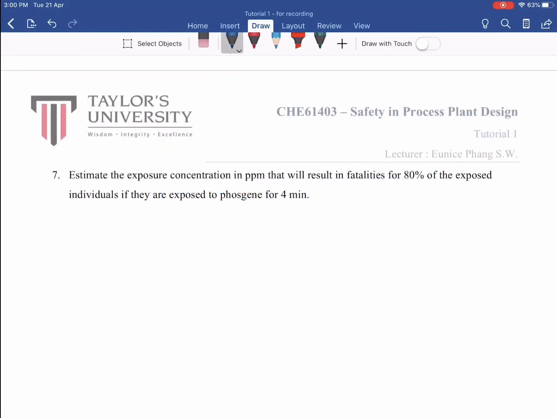The next question: estimate the exposure concentration in ppm that will result in fatality of 80% of the exposed individuals if they are exposed to phosphine for 4 minutes. Just now we were looking at the duration at a given concentration. Now, given the duration, we want to find the concentration that will result in an 80% death rate for phosphine gas. So T is 4 minutes.